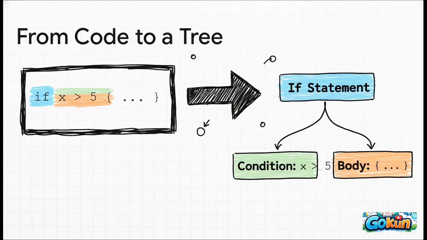It's incredible. As you can see, that flat line of text, our if statement, gets transformed into this hierarchical tree structure. The parser sees the if and makes it a main node. Then it figures out the condition, x greater than 5, and attaches it as one branch. And it sees the code inside the curly braces and attaches that as the other branch. This tree is the true, logical structure of your program.